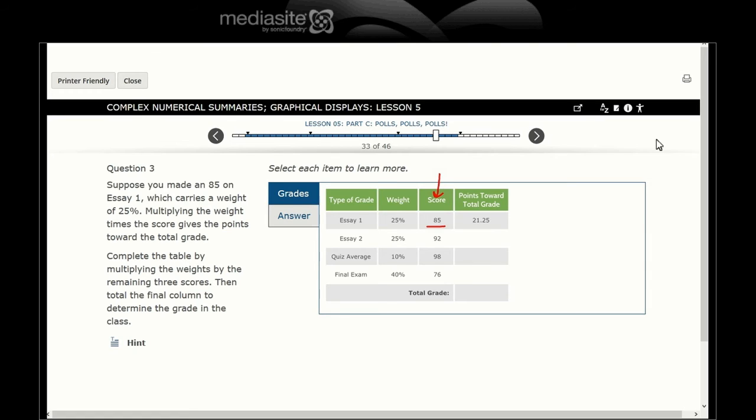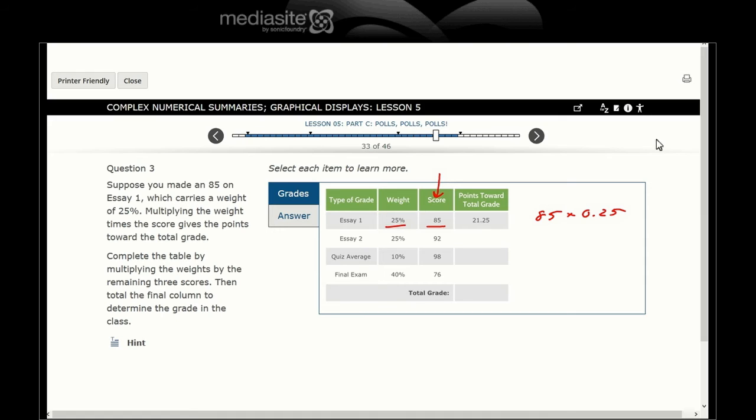So you got an 85 and it carries 25%. Multiplying the weight times the score gives the points towards the total grade. So basically, 85 times 0.25. Let me do that. 85 times 0.25, we get 21.25. Complete the table by multiplying the weights by the remaining 3 scores and the total, the final column, to determine the class grade.